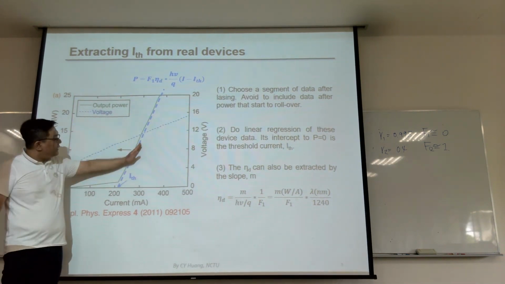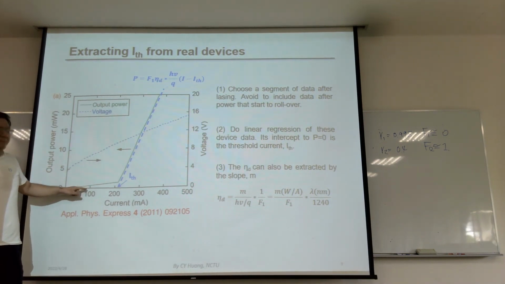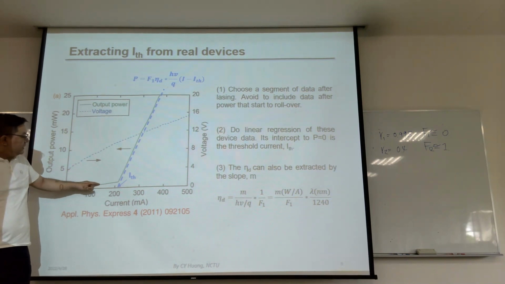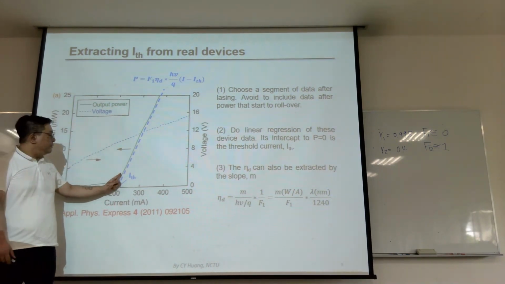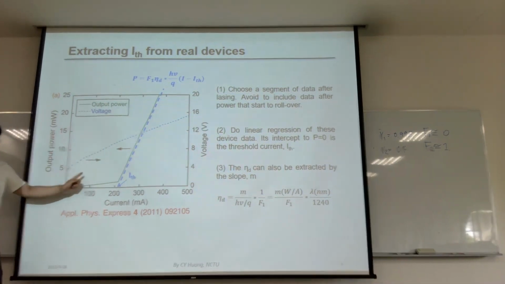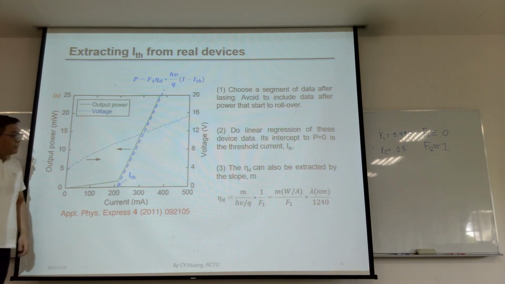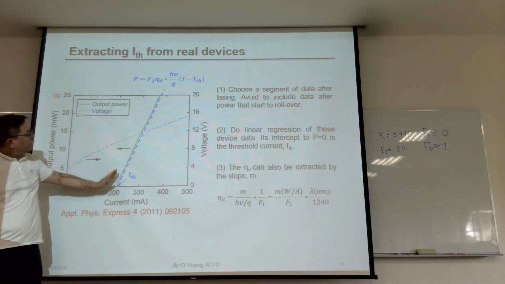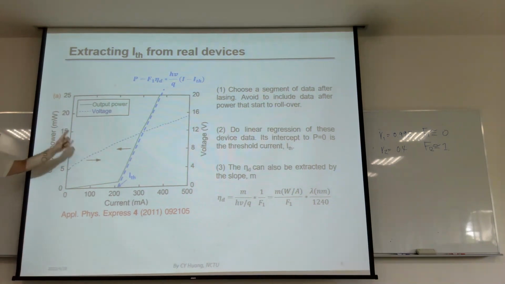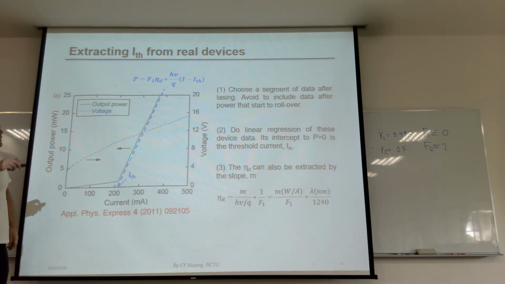Second, if you have a slope here and a slope here, and you trust the precision of this paper, you might take a few points here to get one slope, and a few points here to get another slope, and you can divide the difference of the slopes. You will get the beta SP. And third, the slope in milliwatt to milliamp, so this is watt to amp as well. You can address this slope, and it will be F1 times eta d times h nu divided by q.